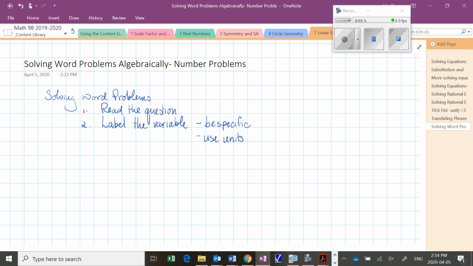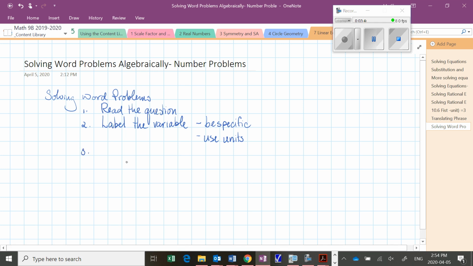The other thing about labeling the variable is that sometimes what we're actually trying to find, in terms of answering the question, isn't always what we're solving for. So it's important to label the variable. The better job you do with labeling the variable, the easier it is to write your equation. And creating that equation is going to be the toughest piece of this whole process.